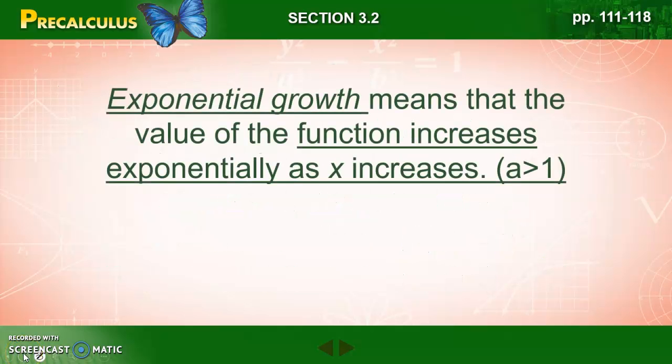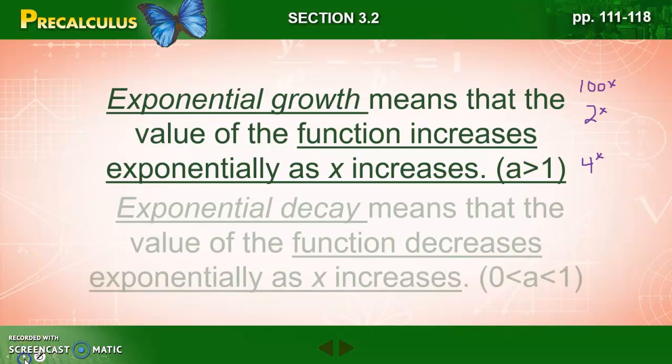Exponential growth means that the value of the function increases exponentially as x increases. And when we're looking at exponential functions, if our a value is greater than 1, we've got exponential growth. So let's say we've got f of x equals 4 to the x power. That represents exponential growth, or 2 to the x power, or 100 to the x power. All of these are going to represent something growing exponentially, and we talked in class how a good example of that might be bacteria or viruses, which do grow exponentially.